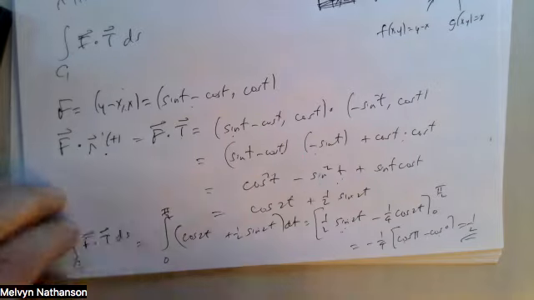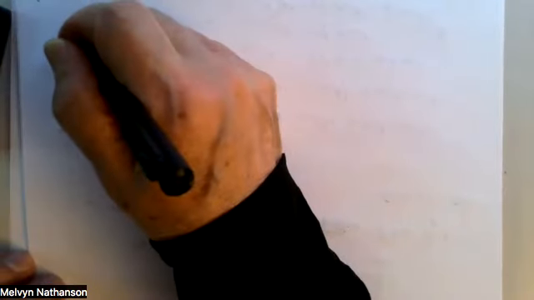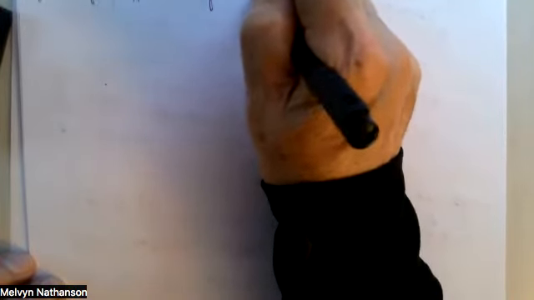Let me do another example. Pick one from the homework. So this is in the homework, number 41. We have the vector field f equal to xy. And the curve C is going to be the parabola r of t equal to 4t, t squared, as t goes from 0 to 1.